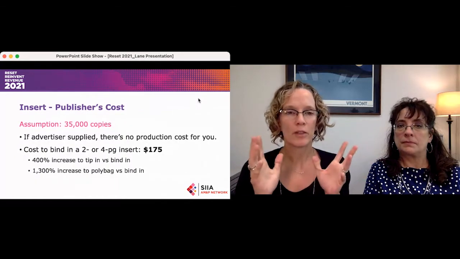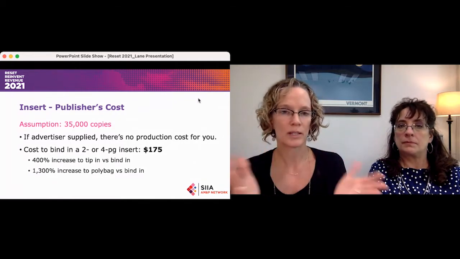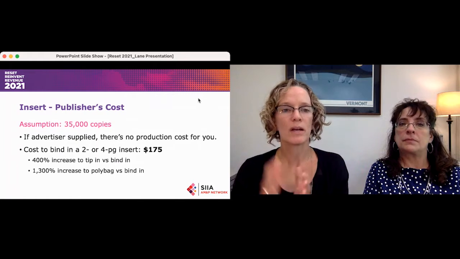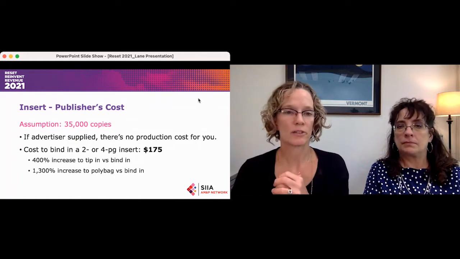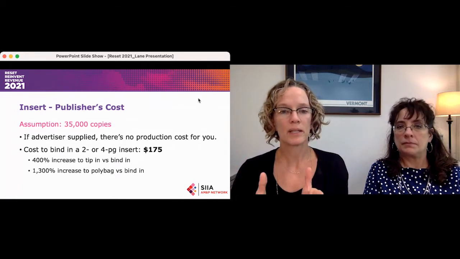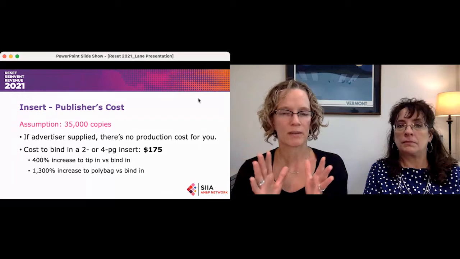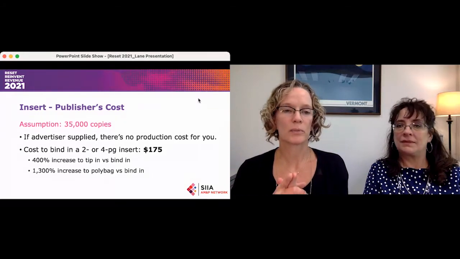For roughly 35,000 copies, if an advertiser creates it and supplies it to you, there's no production cost for you. The cost to bind in a 2 or 4 page insert is $175. You increase that 400% to tip it in versus binding it in. If you guys have questions about that, we can cover that. 1,300% increase to polybag versus bind in.